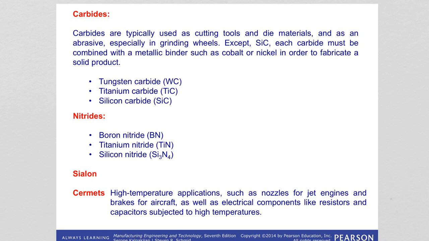So the next is sialon. As you can see, the name says silicon, aluminum, oxygen and nitrogen, right? Sialon consists of silicon nitride with additions of aluminum oxide, yttrium oxide, and titanium carbide. Basically, compared to pure silicon nitride, this has higher strength and thermal shock resistance, and it is used generally in cutting tools.